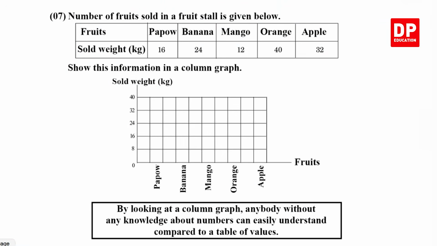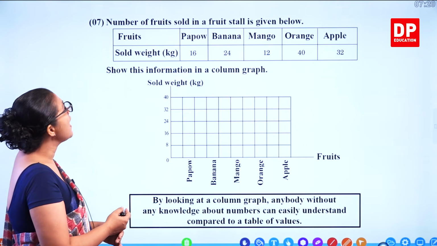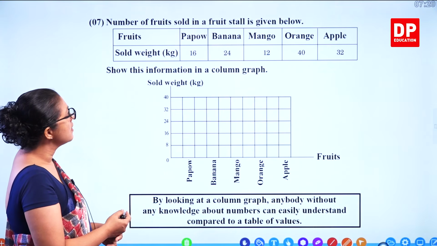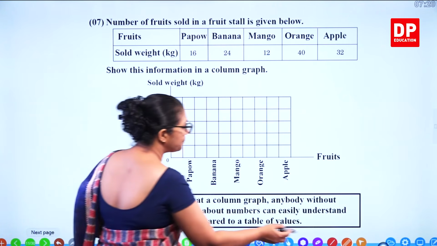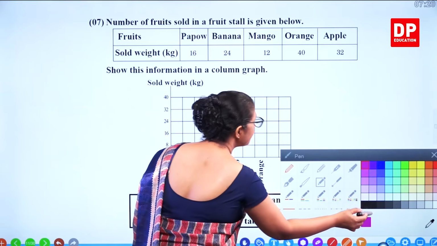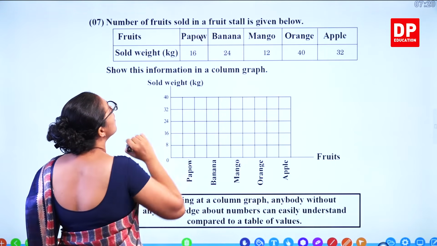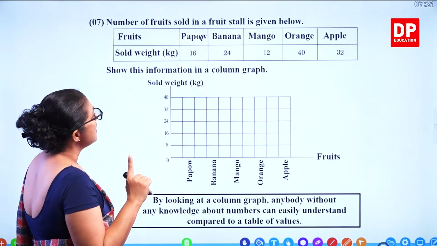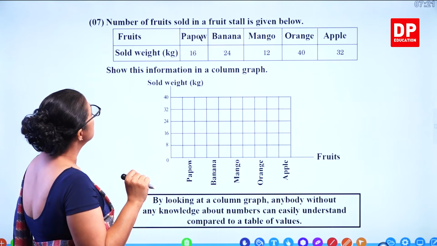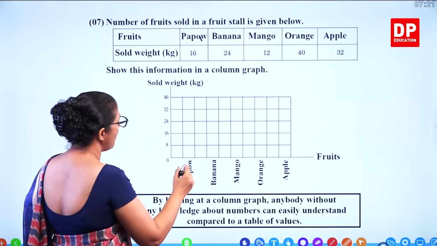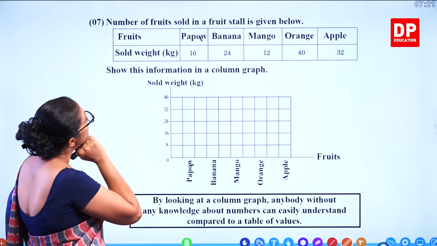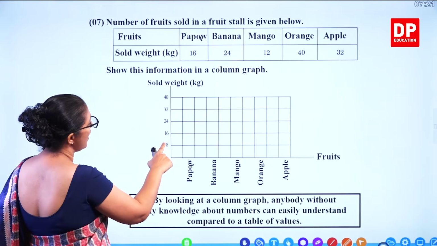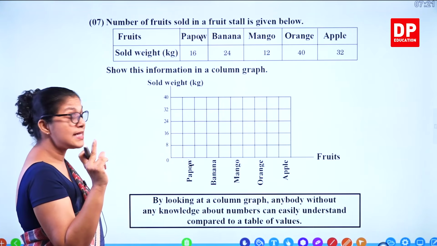Look at this example. Number of fruits sold in a fruit stall is given below. Fruits and the weight given in kilograms: pawpaw, banana, mango, orange and apple. Show this information in a column graph. So here we have to give the number. This is kilograms, so 8, 16. Each square represents 8.